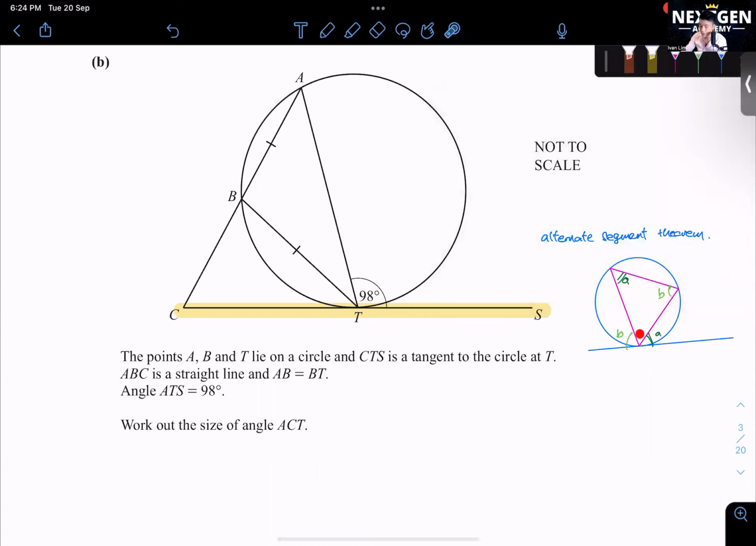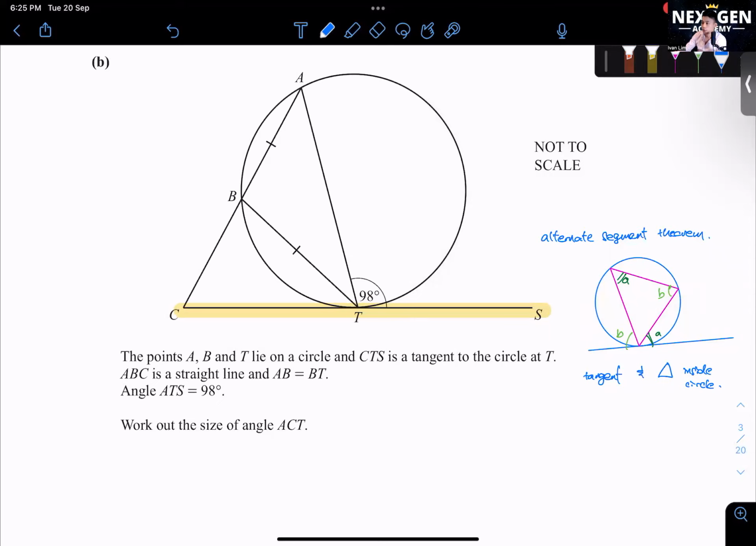Okay, alternate segment theorem. You just need to remember a tangent and then a triangle inside. The key things that you need to see: tangent and triangle inside circle. This is called alternate segment theorem. So you all see the entire circle theorem that I just sent to you all, you need to know every single one. They like to ask you all on this type of question.